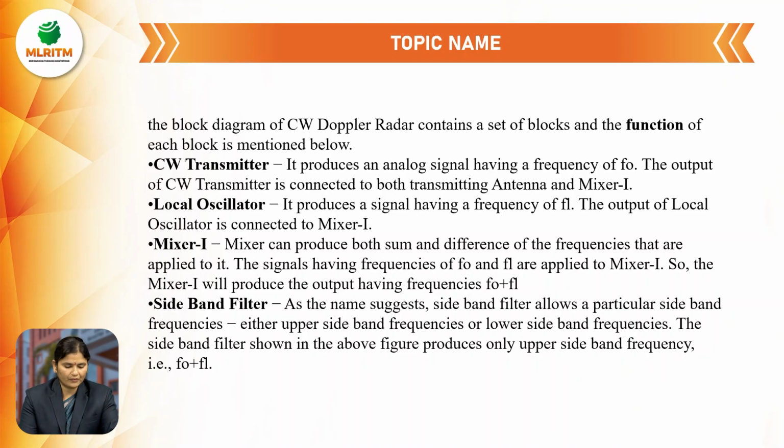Next is the sideband filter. We have two sidebands: upper sideband frequencies and lower sideband frequencies. The sideband filter allows only a particular sideband of frequencies, either upper or lower. The sideband filter shown in the figure produces only the upper sideband frequency, that is F0 plus FL.